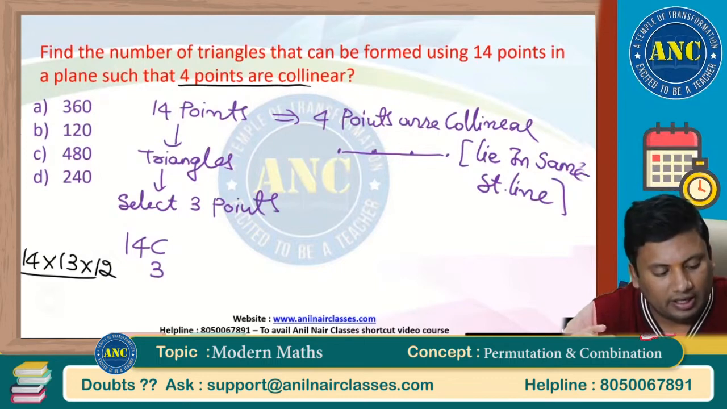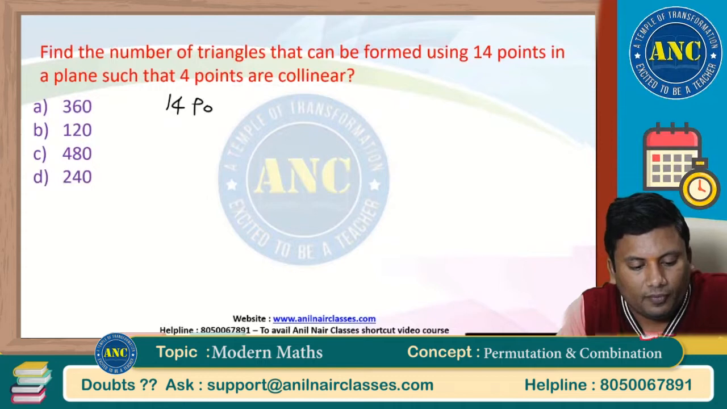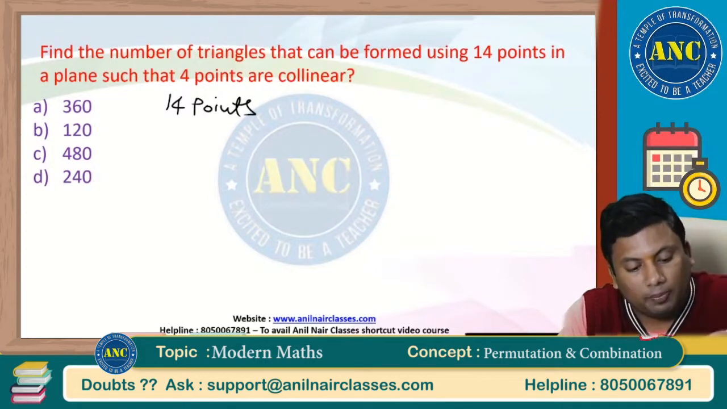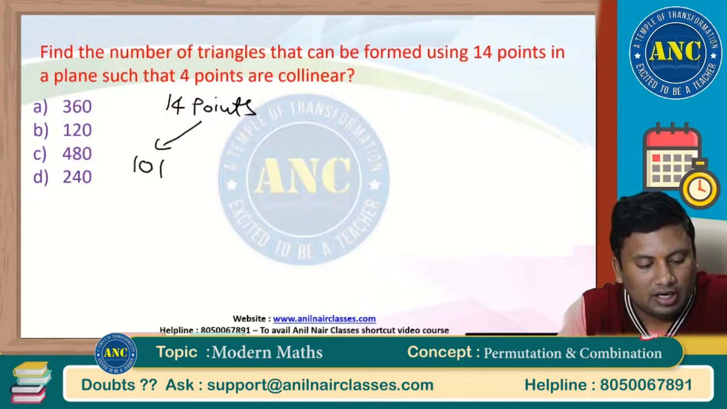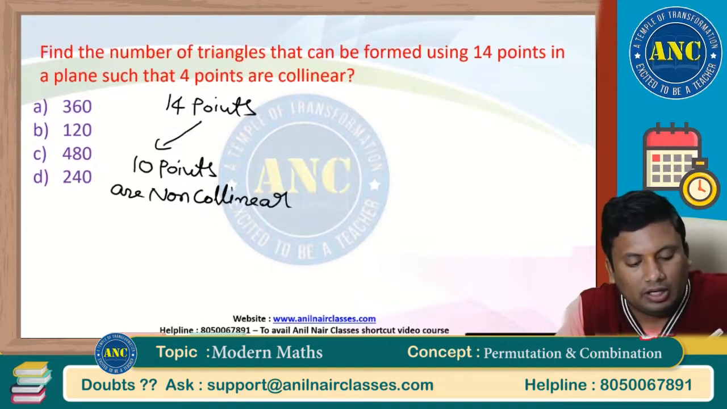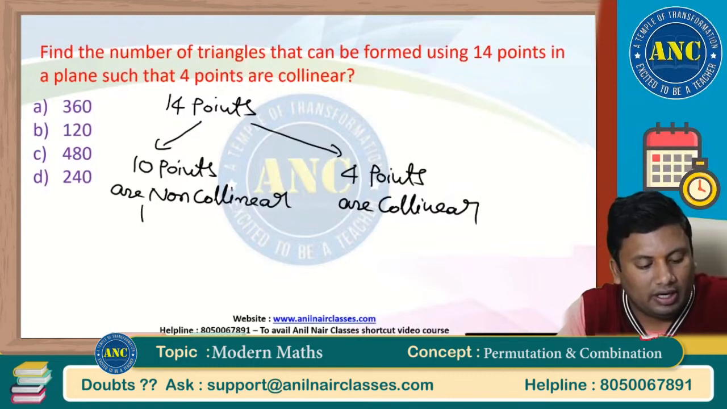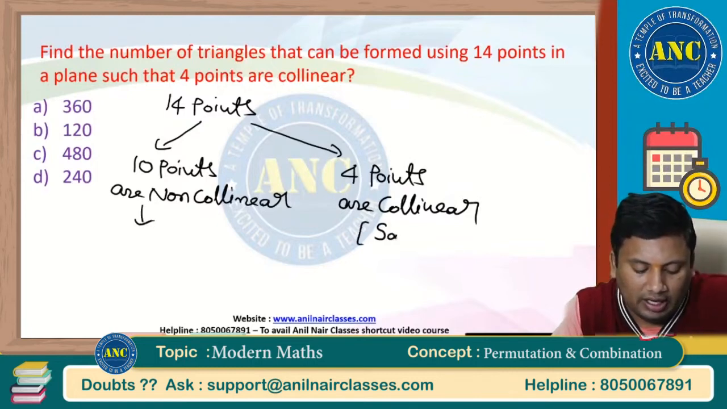4 points are collinear. One small mistake which we did. 14 points are there. If 14 points are there in a plane such that 4 points are collinear, that means 10 points are non-collinear. Am I right? One small mistake. 10 points are non-collinear and 4 points are collinear. In that, collinear means they all lie on the same line.